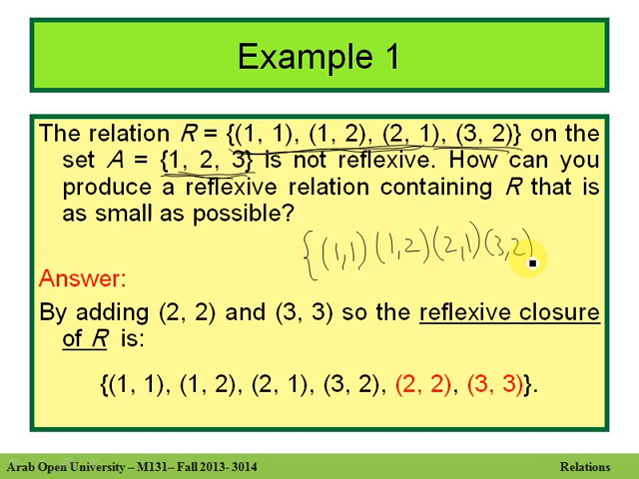Now what is missing? We are missing 2 2 and 3 3. Now this becomes the reflexive closure of R. Before, with 2 3, this is not reflexive.